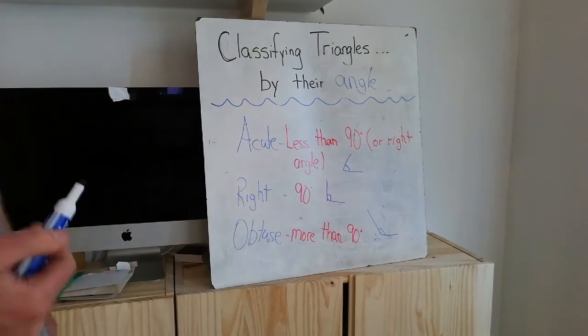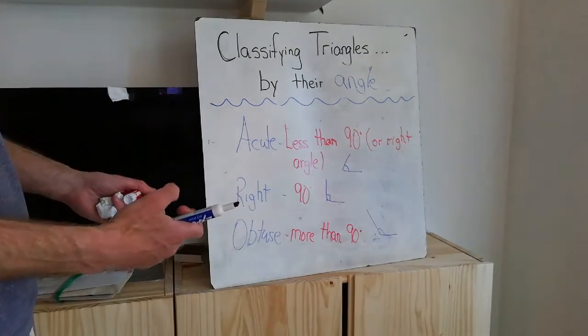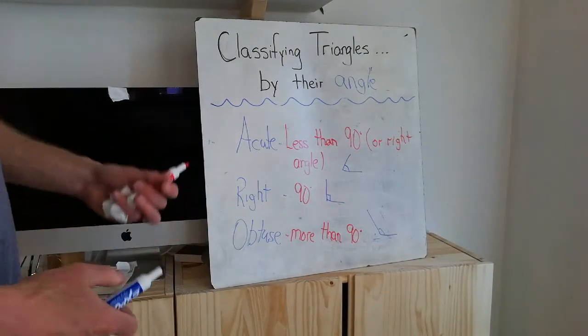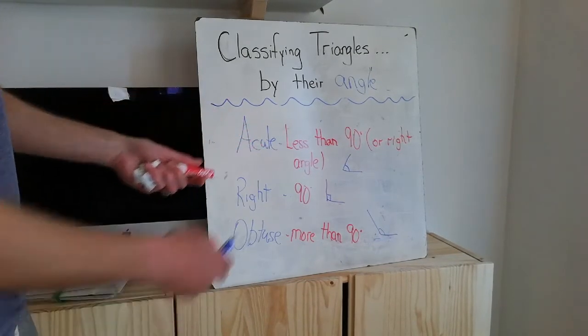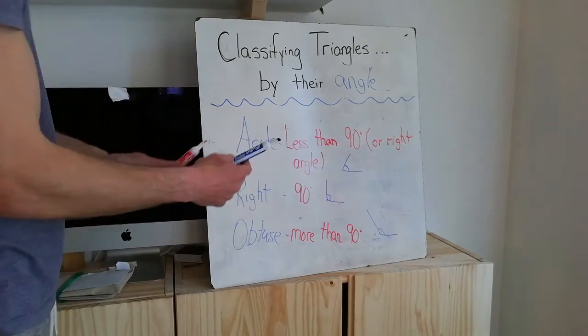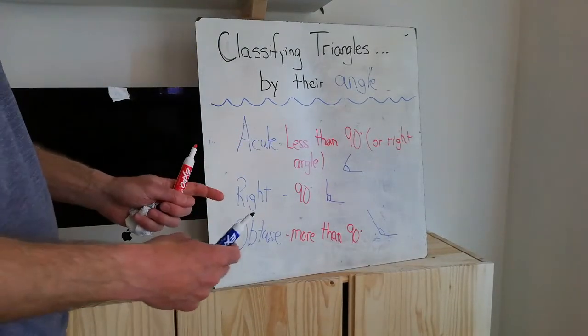Okay, so just to review our 3 important types of angles, this is something you can refer to, write down if you need to. So acute, less than 90 degrees, so looks like this, less than a right angle. If you want a way to remember it, think of a cute baby.